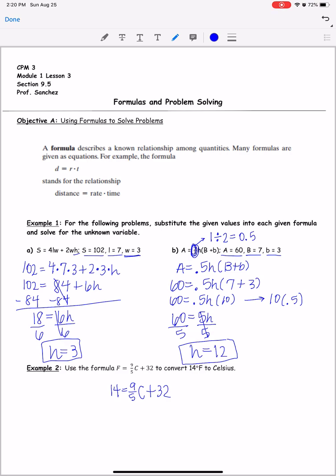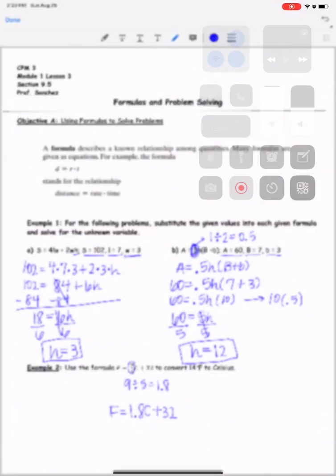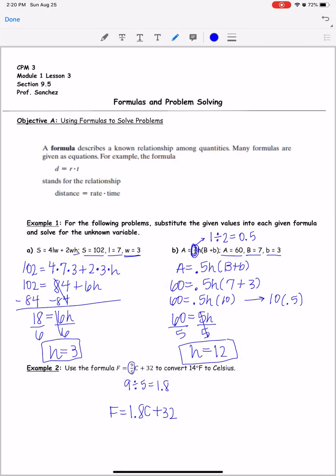But again, another way to write this, and maybe I should have done this before we even did this, is to convert this. When you do 9 divided by 5, we get 1.8, and so we can use that instead. So I've got F equals 1.8 C plus 32. Now let me make this very clear. When I use my calculator to do this, you get an even 1.8. Put it in your calculator. 9 divided by 5, 1.8.